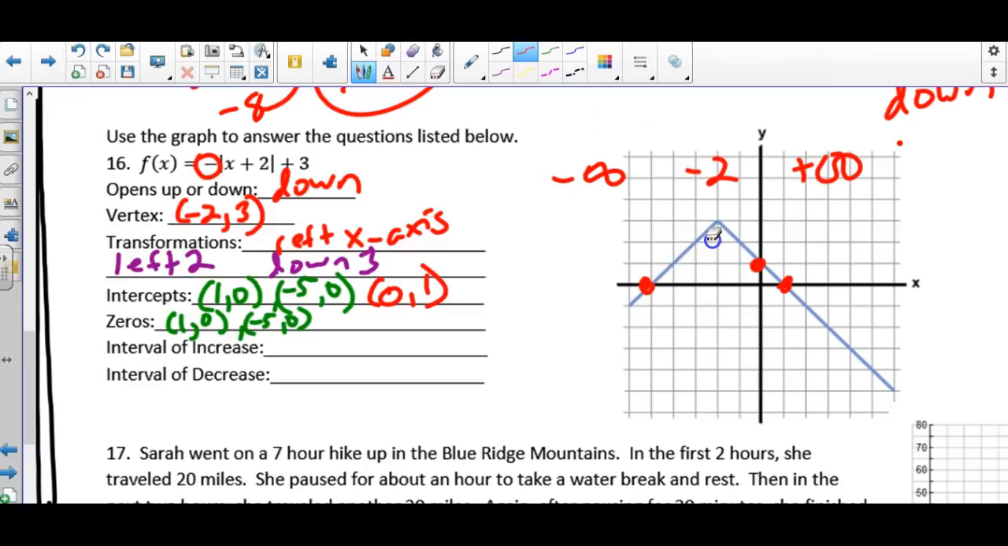So this right here is your increase. I increase to the vertex. So you have from negative infinity to -2. And right here will be decrease, from -2 to positive infinity.